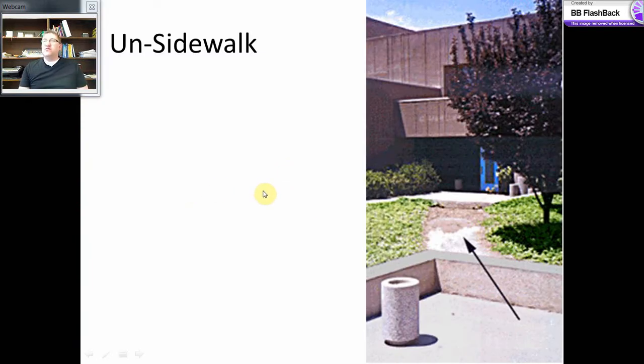You've probably seen one of these before. We have one on our campus. This is from a different campus. Here you have a large sidewalked area, a patio of some kind with a nice small wall border, and you kind of have a dead end here.